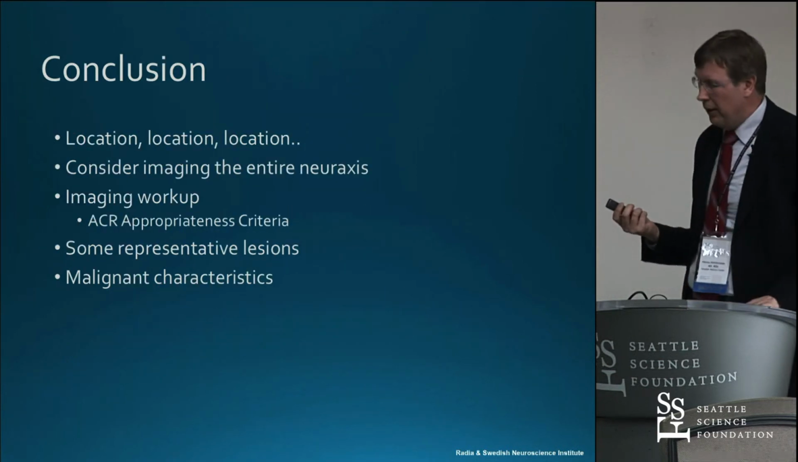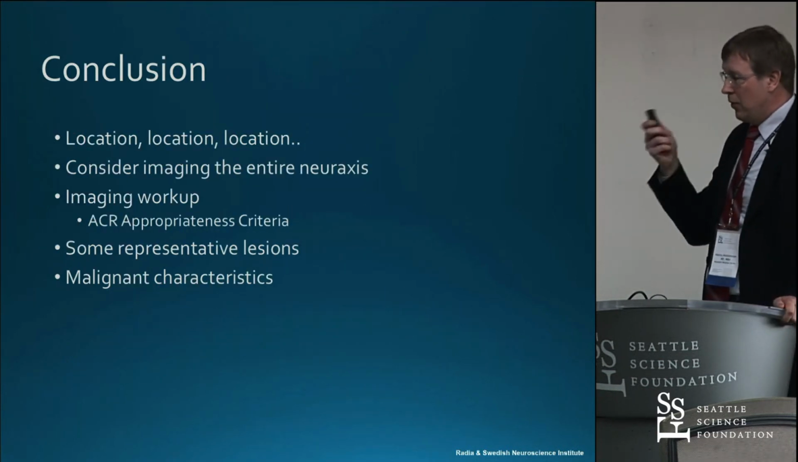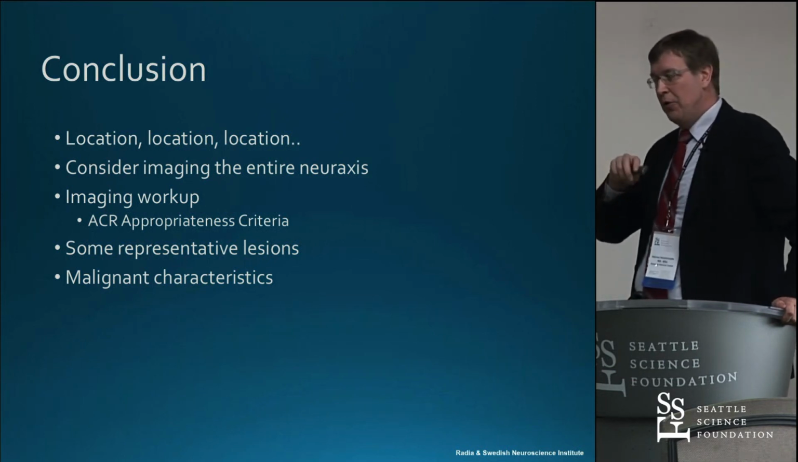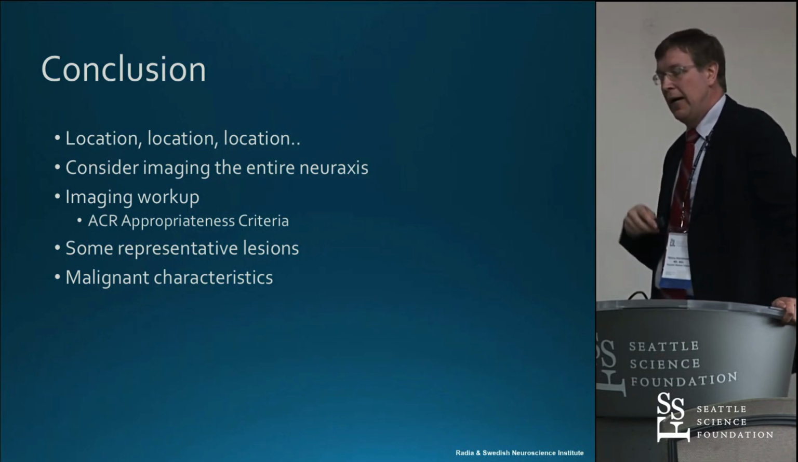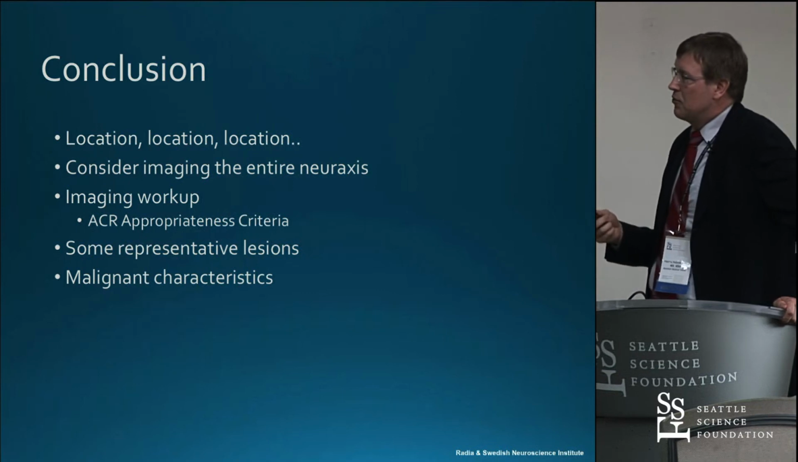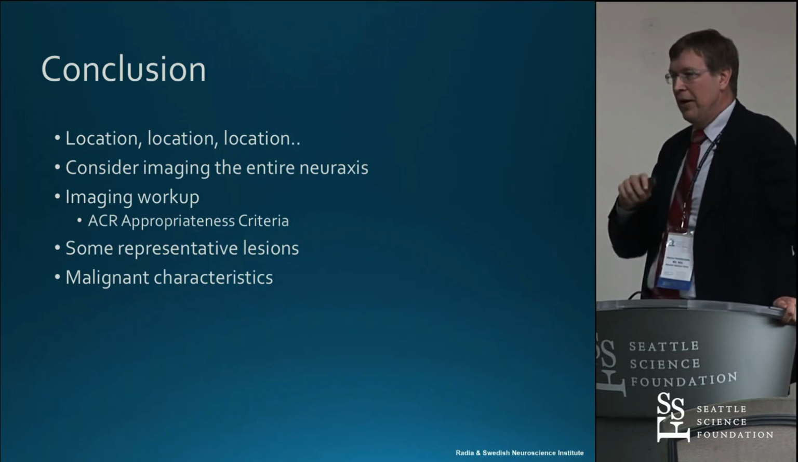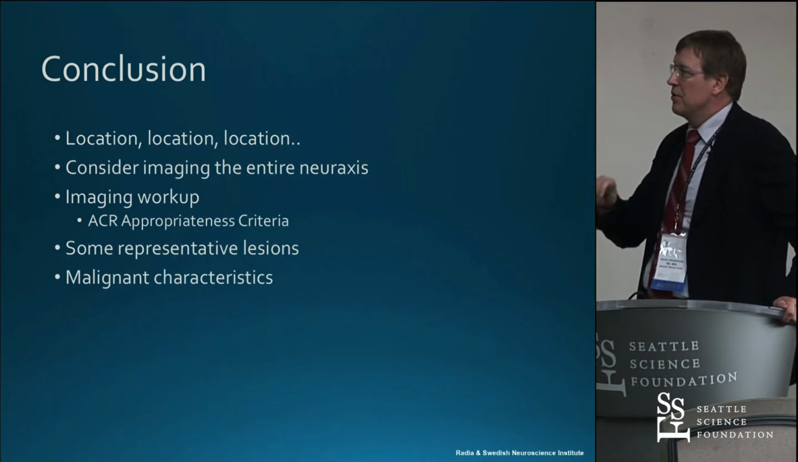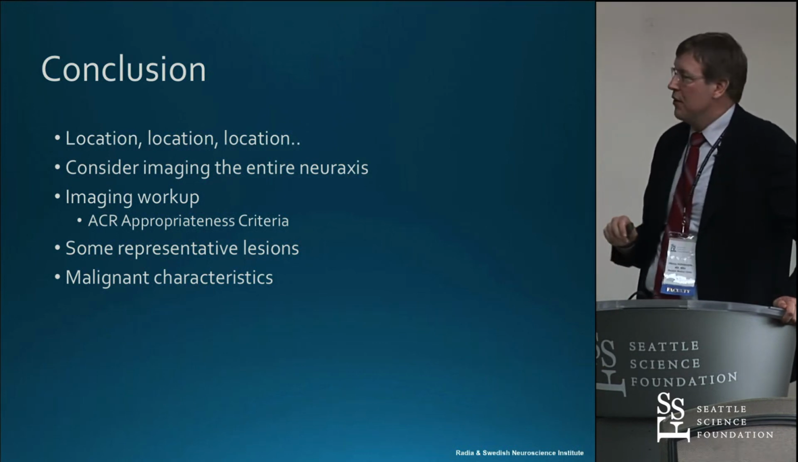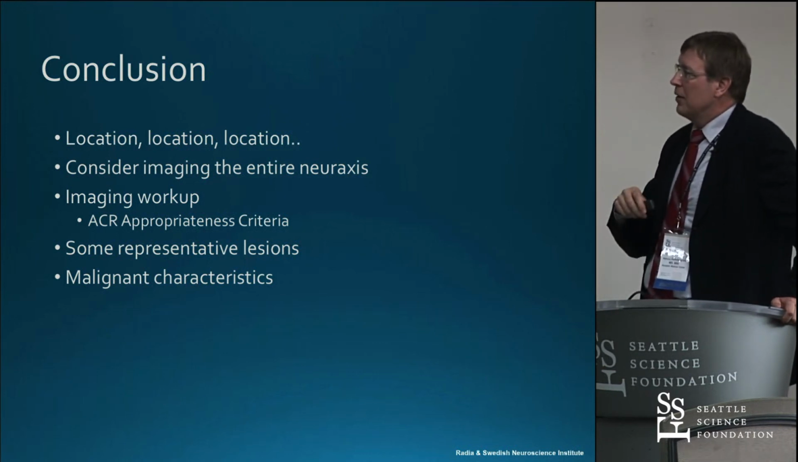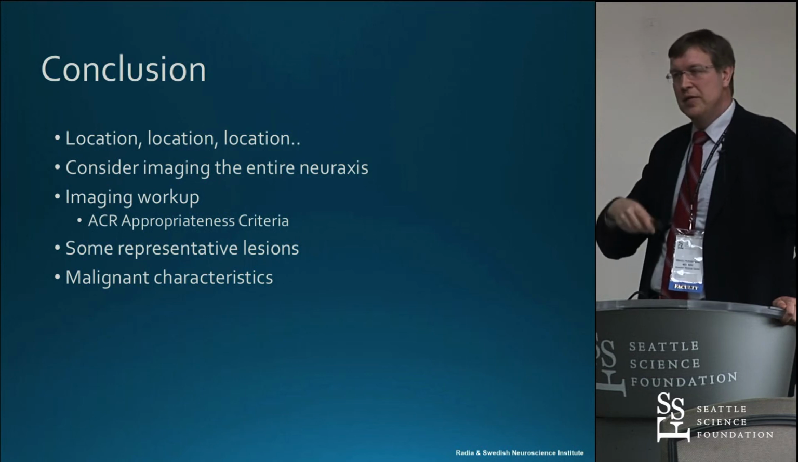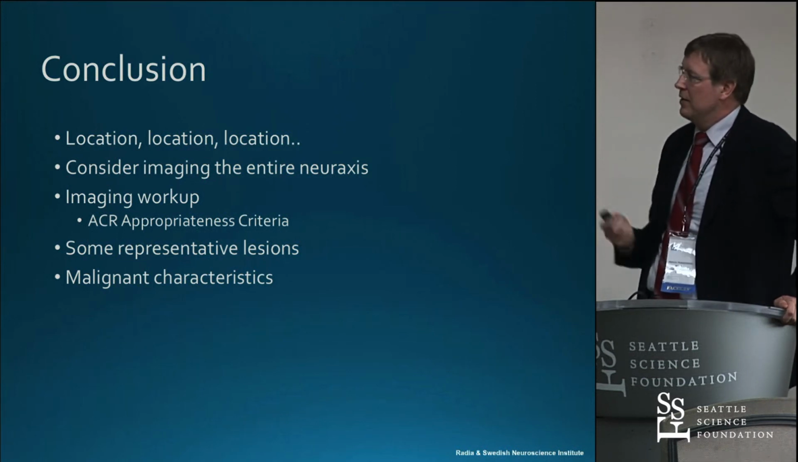So just to conclude here, then, location is very important. I told you about the three compartments, the extradural, intradural extramedullary, and intramedullary. So we try to place the tumor in these compartments because that definitely helps us with the differential consideration. We often consider imaging the entire neuroaxis, so if you see something in the brain, we image the spine, and vice versa.